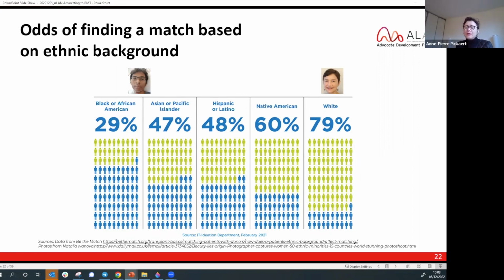If you're like me, white Caucasian, the probability of finding a donor on the registry is 79%. But if you're like Tiana, both French citizens, but Tiana was of Malagasy origin, her probability was between 29 and 47%.